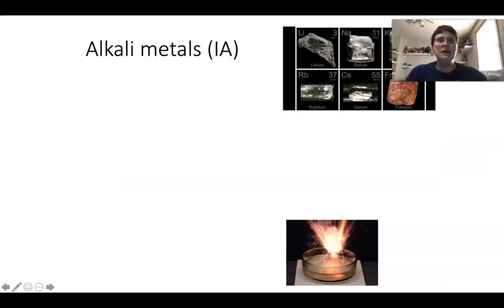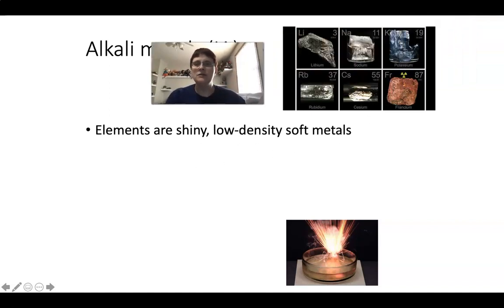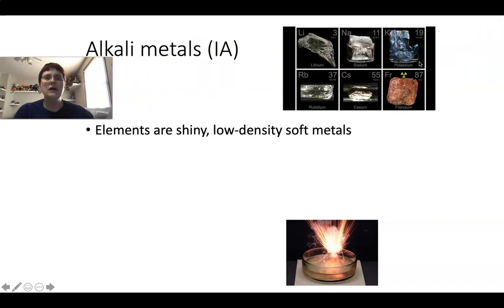So alkali metals, these are interesting. They are in the first column, so they're 1A. These are shiny, low-density, soft metals. In the picture up here, these are things like lithium, sodium, potassium, rubidium, cesium, francium. The lower ones you're probably not as familiar with, but the upper ones might sound familiar. And what's interesting with these, and that's what this picture down here is for, is that these elements all react violently with water. That's one of their characteristics.